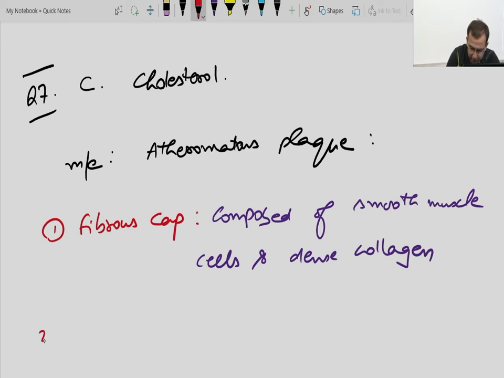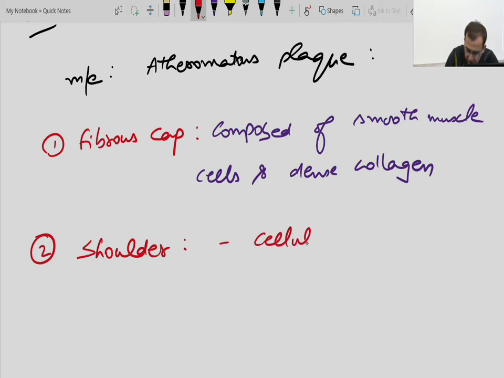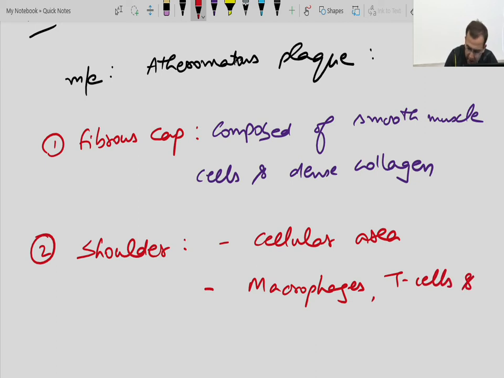The next area is the shoulder area. This is the most cellular area in an atheromatous plaque, and it is composed of macrophages, T cells and smooth muscle cells.